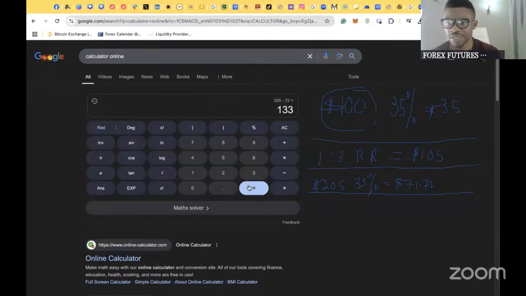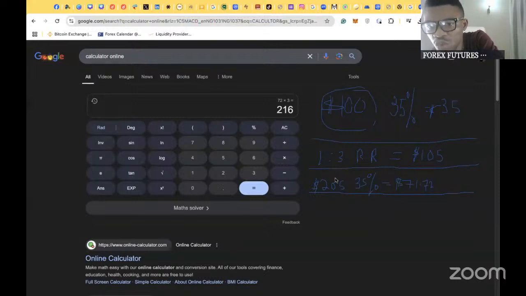But if we do not lose it, it's going to take us further, 1:3 always. It's going to give us 3 times 72 if we win this trade, 1:3. So we have 72 times 3, which gives us $216 profit. In a case where we win, 216 is the profit that we make from this trade.